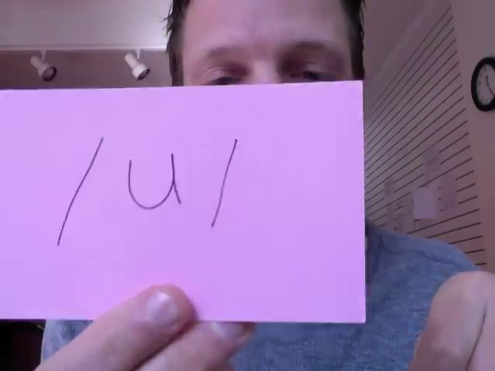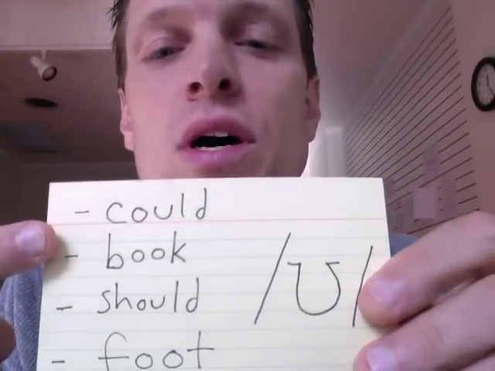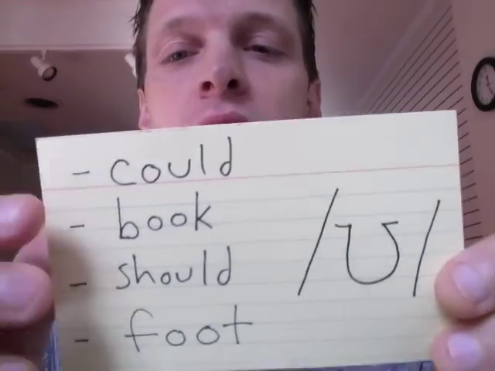Now, I'm going to say these words again, but I'm going to pronounce them incorrectly, right? I'm going to use this sound instead of this sound. Okay, so watch this. Could, right? But if I say it the wrong way, it'd be could. Could I help you? Should be could I help you? Okay, next one, right? Book.